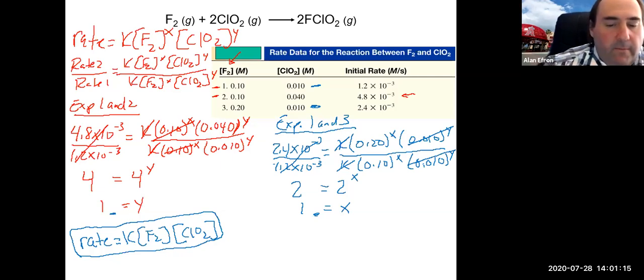Okay. So a couple other things that we could do, once we have now gotten our completed rate law, is we could figure out the overall order of this reaction.